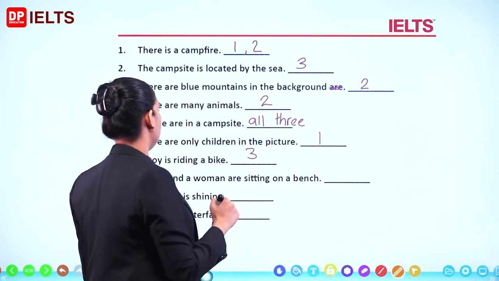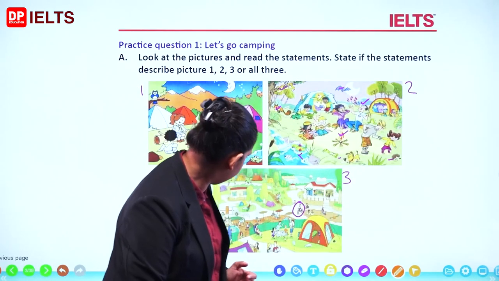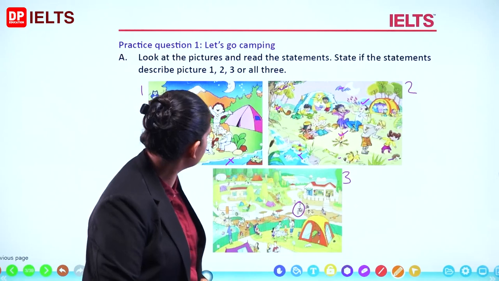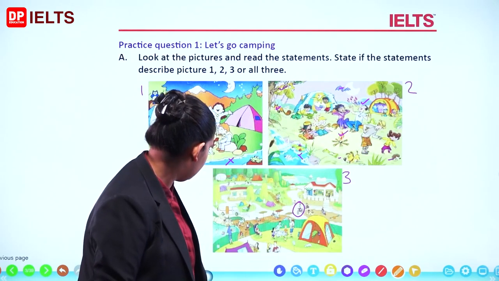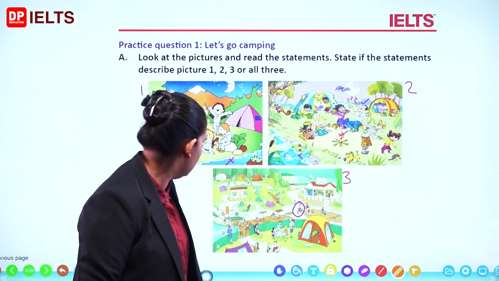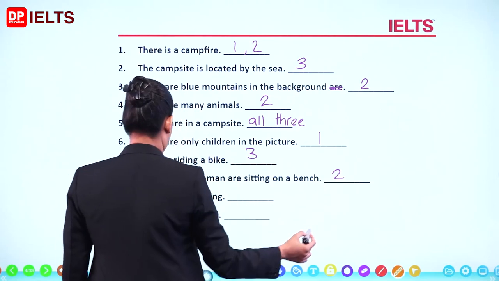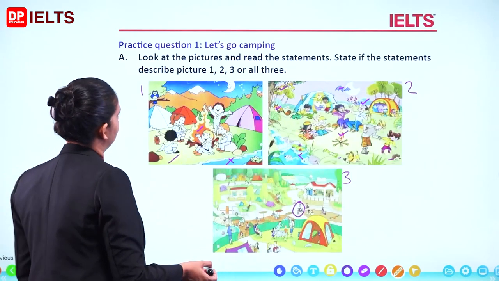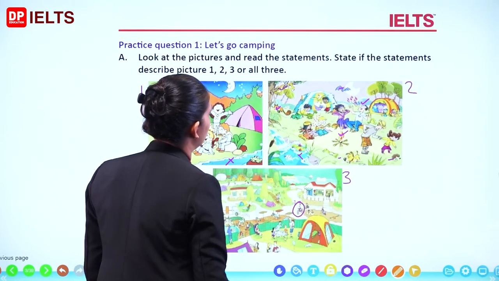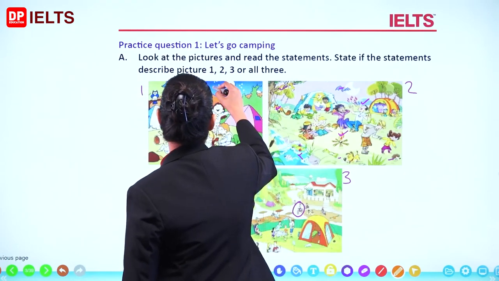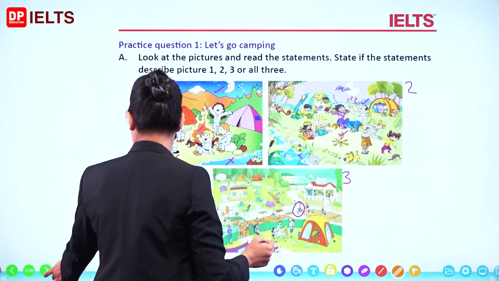A man and woman are sitting on a bench. You can see here they're sitting on like a little bench here. Right, they're sitting on chairs here. I would say 2. Devaneka. The moon is shining. The moon is here, but the shining part is here, like with the little white things around it. I would say 1.